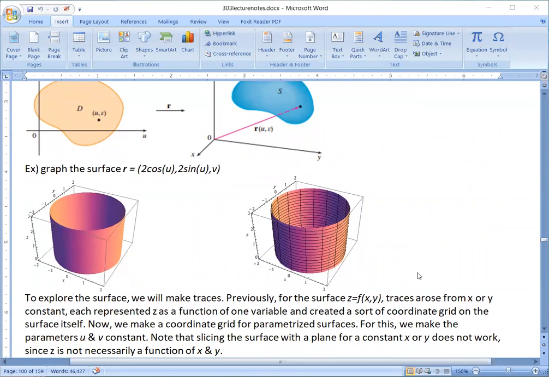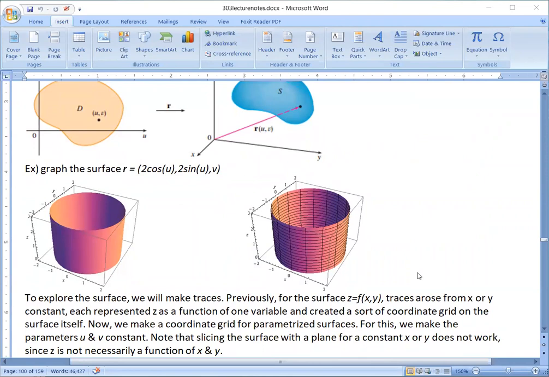So now let's compare this with the old way that we would graph stuff. So previously for the surface z equals f of xy, one way to think about it would be to make traces. So you would take everything, so x constant or y constant, and then you have like z as a function of x or z as a function of y.